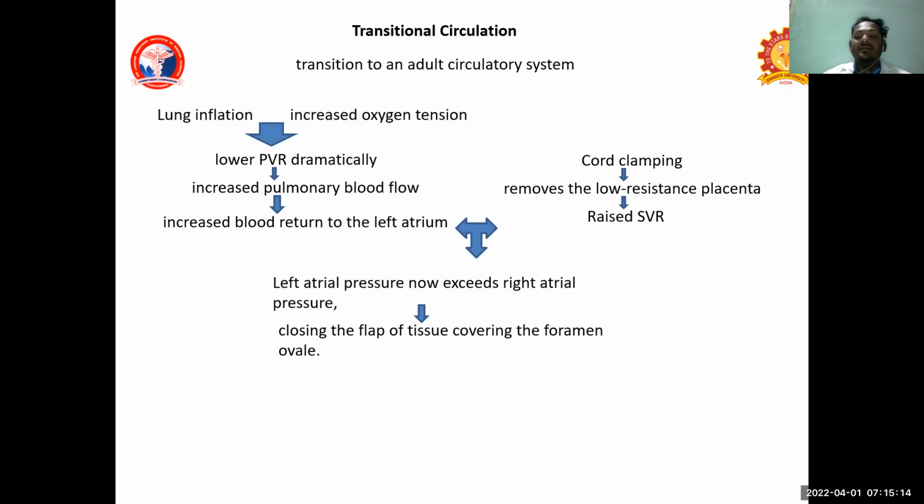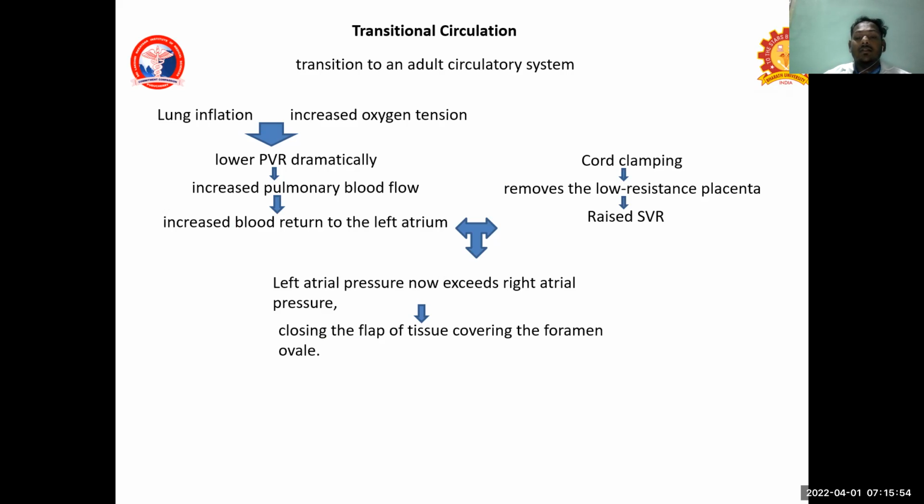So what is a transitional circulation? Here there is a transition, called the fetal circulation. Here there is a transition to an adult circulatory system. Once the lung inflates, increased oxygen tension reduces the pulmonary vascular resistance dramatically, increasing blood flow and blood return to the left atrium, which causes the left atrial pressure to fall less than the right atrial pressure. This produces the closing of the flap of tissue, the foramen ovale.